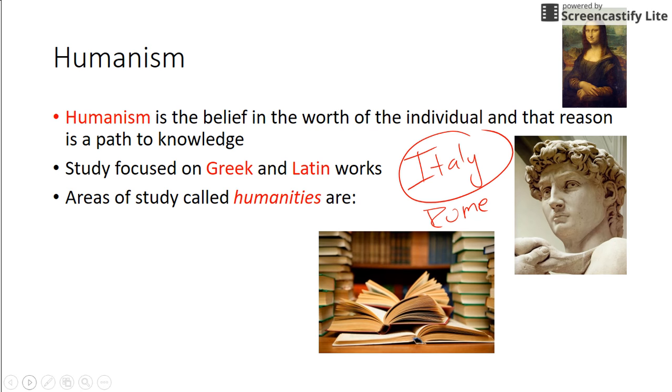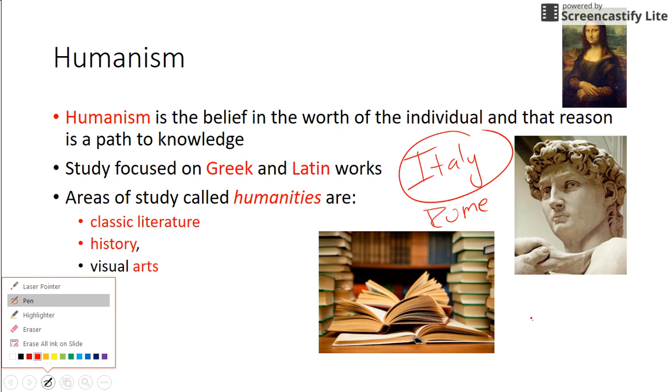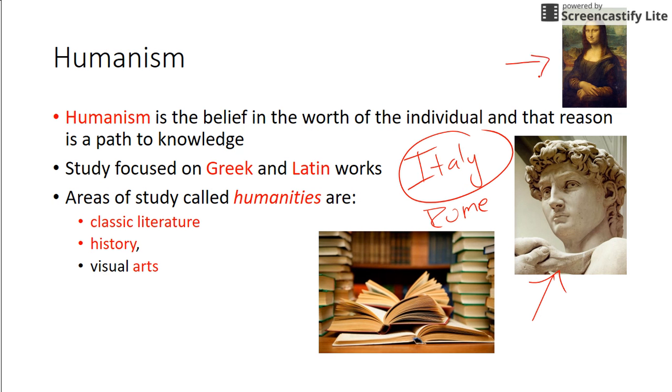Now, the areas of study in humanism are called humanities. Some of those examples are classic literature, people studying the old ancient writings of the Greeks and Romans, their stories, their ideas. The study of history itself, the way we do that in my classroom, is also an example of humanism. The visual arts, things like statues, paintings, those are also part of the humanities. So Mrs. Imhoff's class is a humanity.